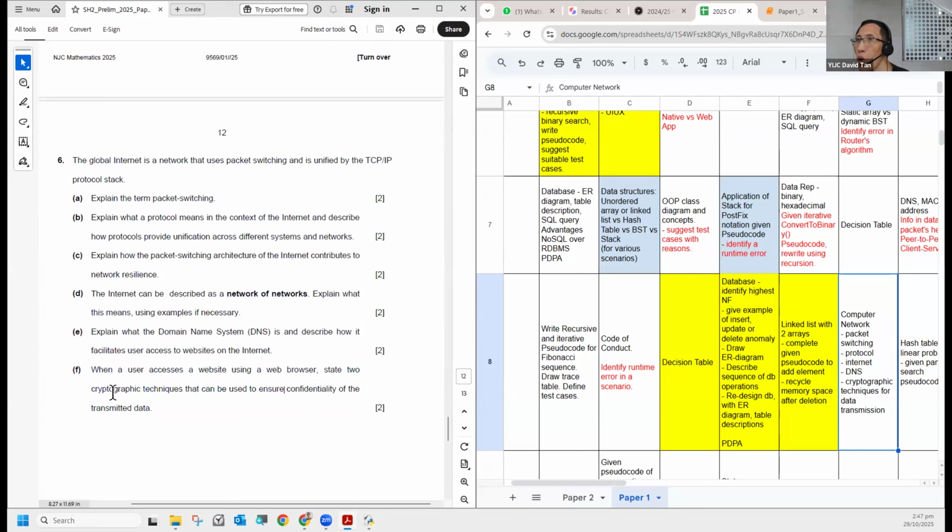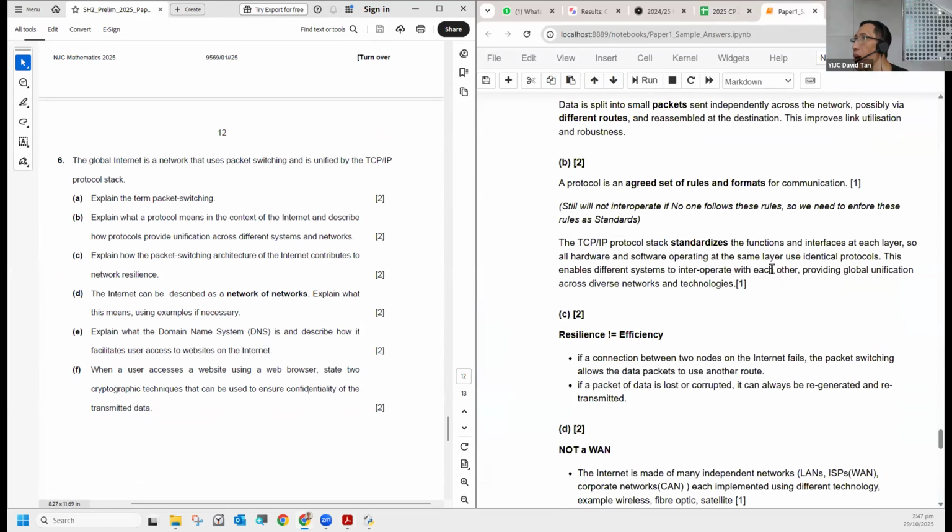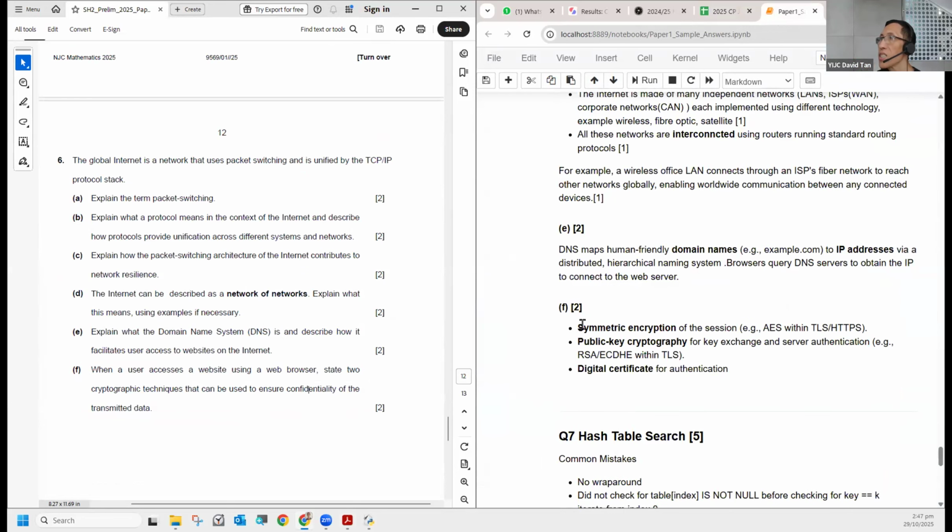Part F. State 2 cryptographic techniques for the confidential transmission of data. I disagree with the answer. Maybe the intention of the answer didn't intend that. Symmetric encryption means that the same key locks it and the same key unlocks it. You use just one key to encrypt and decrypt. Public key cryptography uses 2 keys, a public and a private key. These are the 2: symmetric and asymmetric, because the public and the private key are 2 different keys.